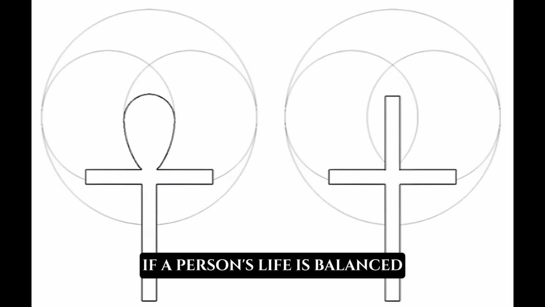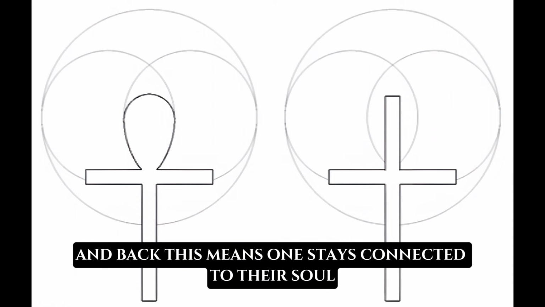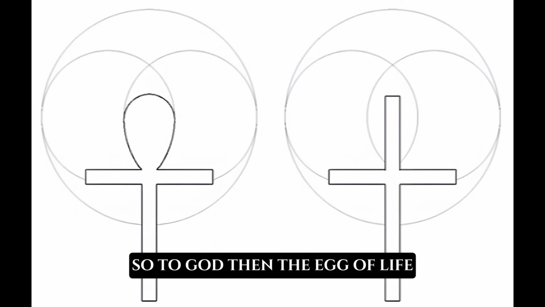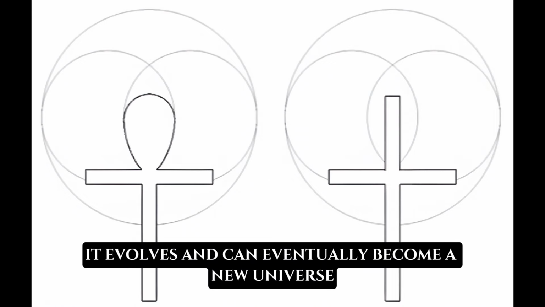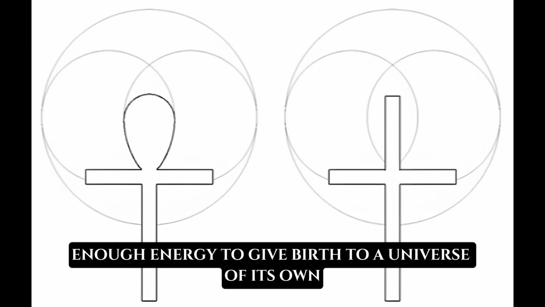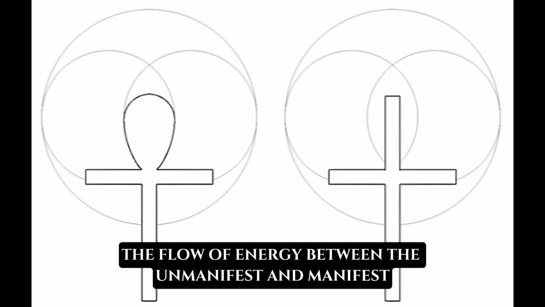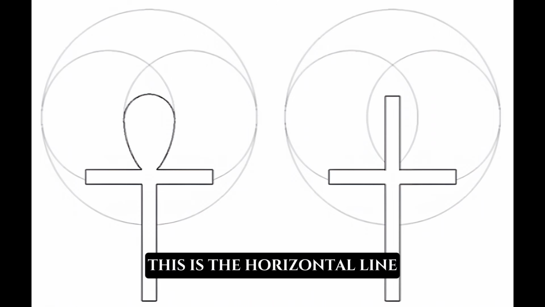If a person's life is balanced, energy flows from the egg into the material world and back. This means one stays connected to their soul, and through the soul, to God. Then the egg of life, or the soul, never depletes energetically. Instead, it evolves and can eventually become a new universe. Each person's soul not only can, but ideally should, accumulate enough energy to give birth to a universe of its own. As we know, the flow of energy between the unmanifest and manifest worlds occurs through the law of balance. This is the horizontal line.